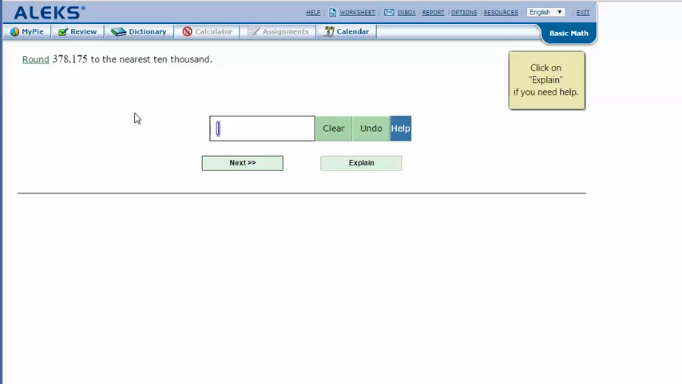Here's an example problem. Round 378,175 to the nearest 10,000. Let's click explain.